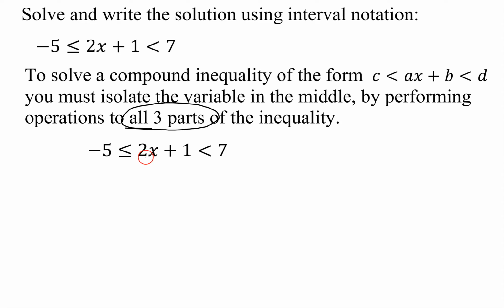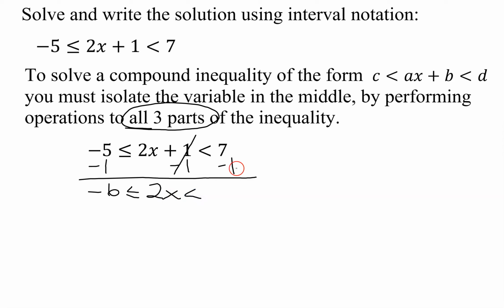So I need to get x by itself. So the first thing I'm going to have to do is subtract 1. And notice I do it to the left-hand side, the middle, and the right-hand side. And remember, adding and subtracting numbers to an inequality doesn't change the inequality symbols. So I have -5 minus 1 is -6, is less than or equal to 2x, which is less than 7 minus 1 is 6.